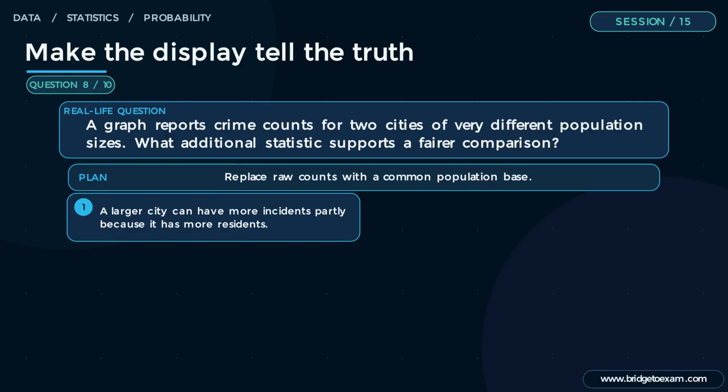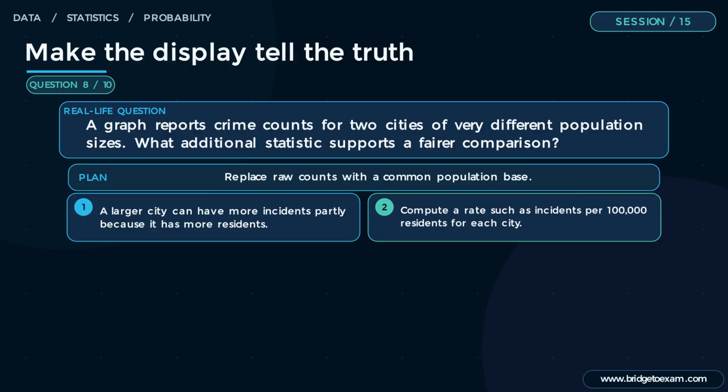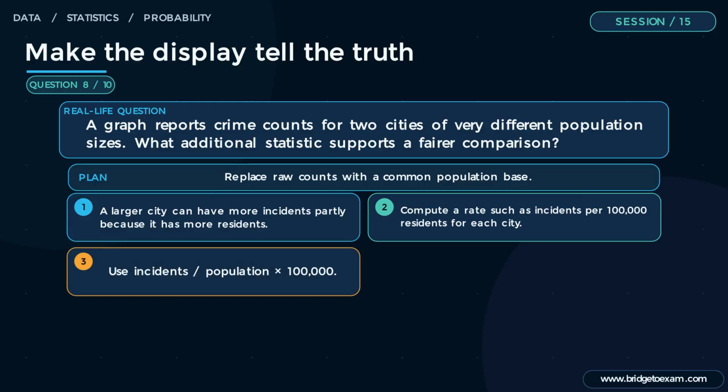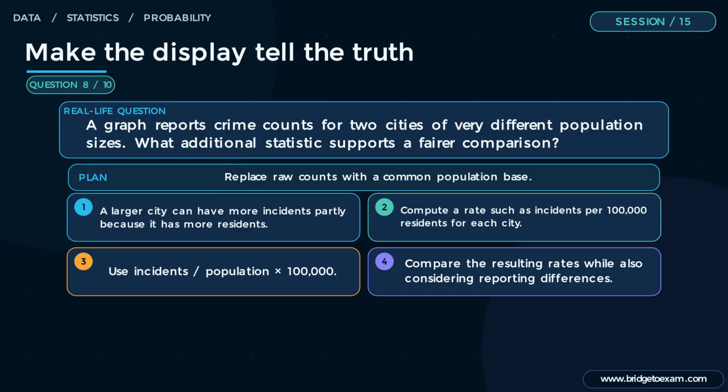Step 1. A larger city can have more incidents partly because it has more residents. Step 2. Compute a rate such as incidents per 100,000 residents for each city. Step 3. Use incidents divided by population times 100,000. Step 4. Compare the resulting rates while also considering reporting differences.